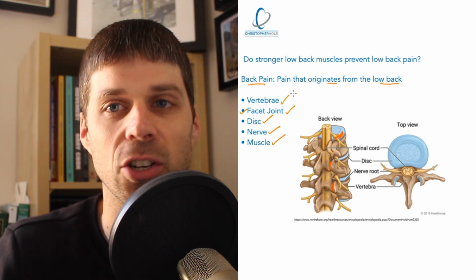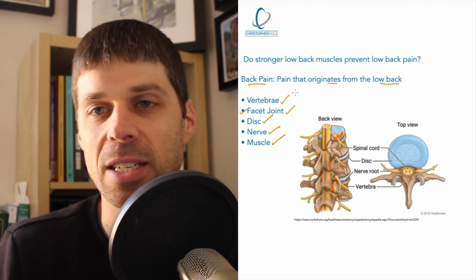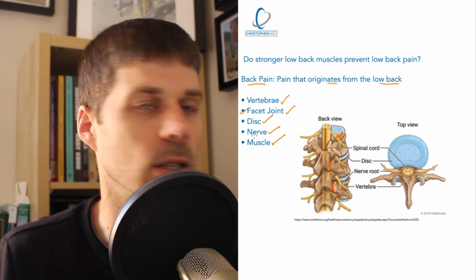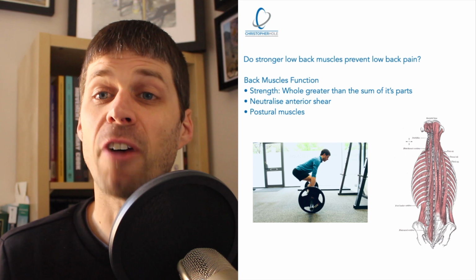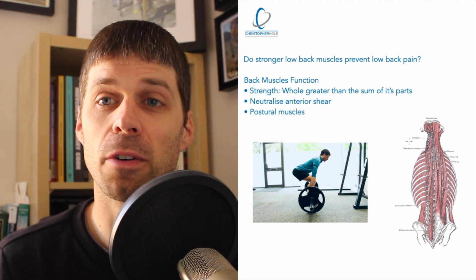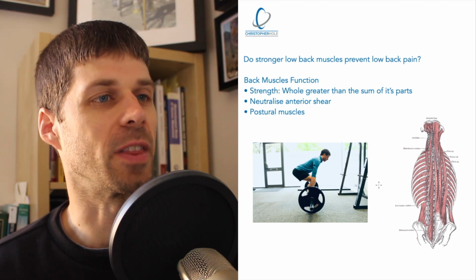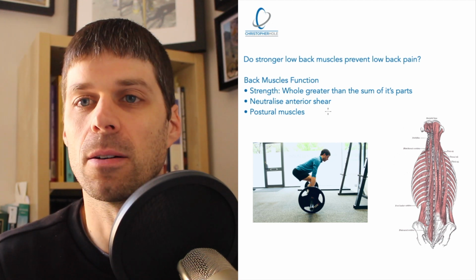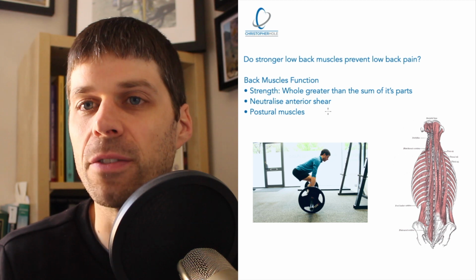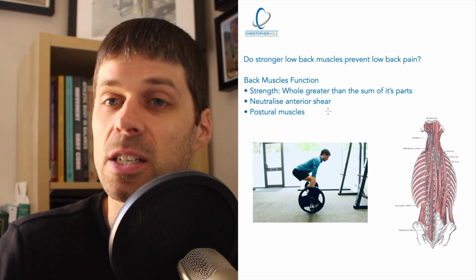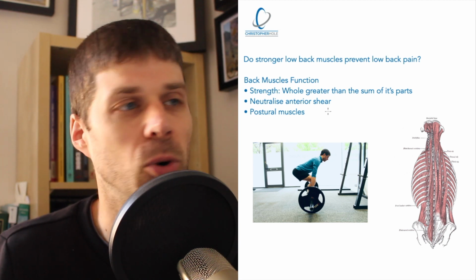So it's not just about getting a strong lower back, because again, it doesn't really affect the vertebra, the facet joints, the disc, the nerve, or the muscle. And finally, we've got the back muscle function, or low back muscle function. Now, when we start to look at this, we don't need to strengthen these muscles, and we certainly don't need to isolate these muscles with exercises like a back extension, for example.